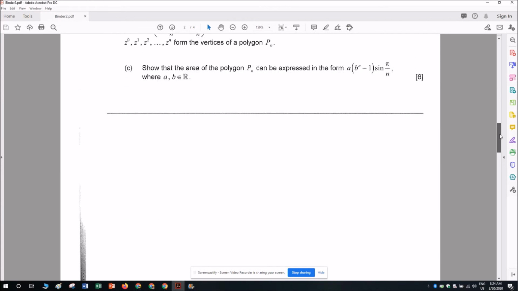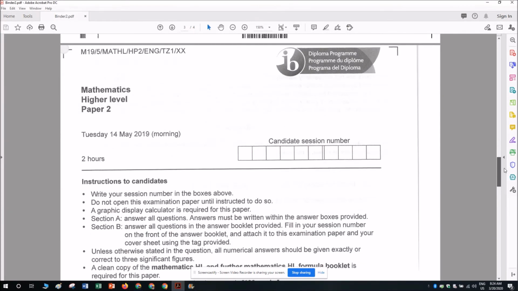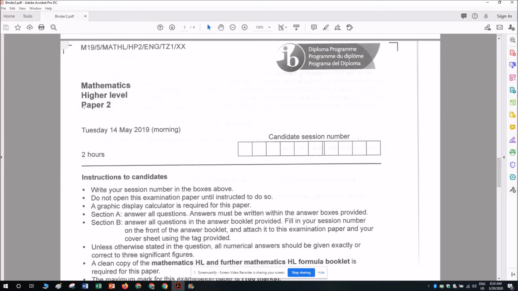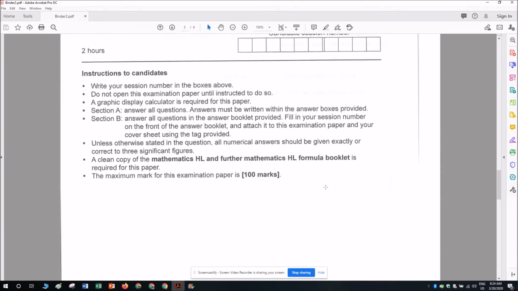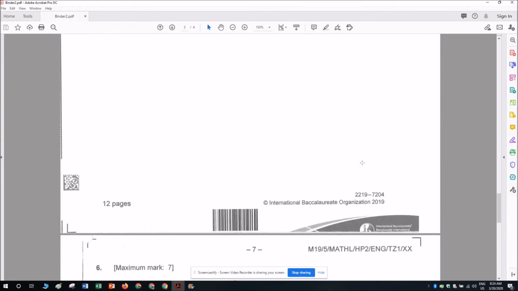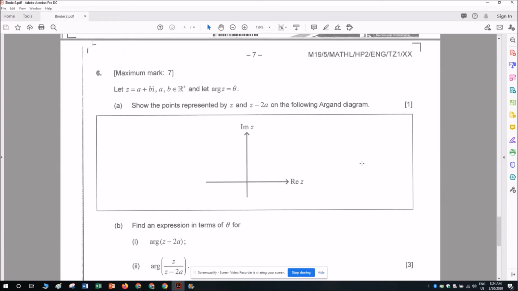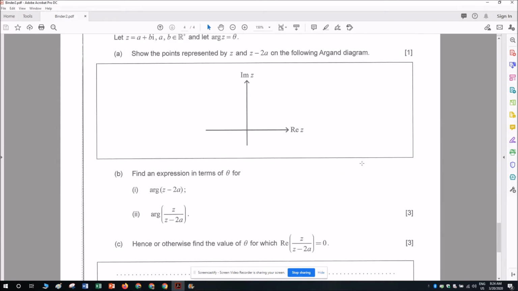Now we're going to take a look at a question that came from the calculator half of the test. So you can see this is paper 2. Paper 2 is the calculator half of the test. And this was the 2019 test. So this is the test that they took just last year. And the question that I want to look at, this one is actually a calculus topic. Question number 6.